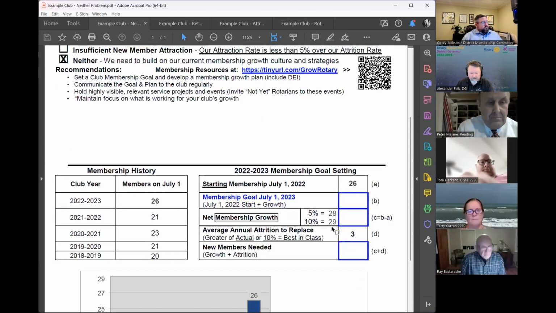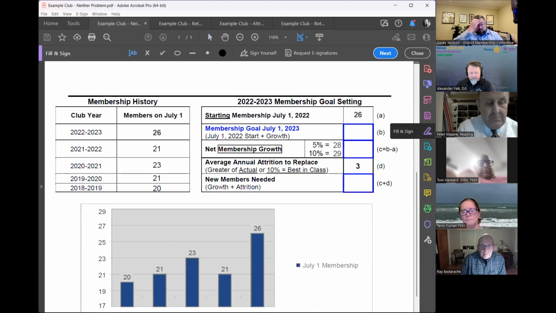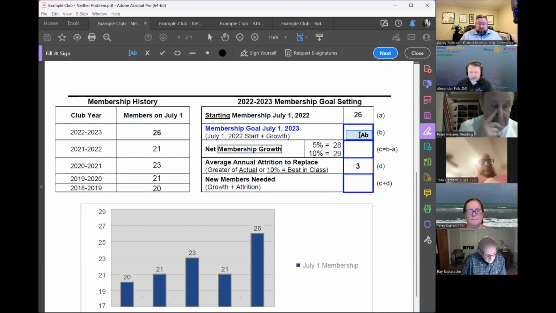So let's scroll down here and look at this goal setting matrix, right? This particular club had 26 members as of July this year. Now I can go into the Adobe Fill mode here, and it even gives me potentially interesting targets. If I want to grow by 5%, my membership goal should be 28. If I want to grow by 10%, my goal should be 29. Let's just be conservative and say 28. So we put in 28 in here as my target for the end of the year.